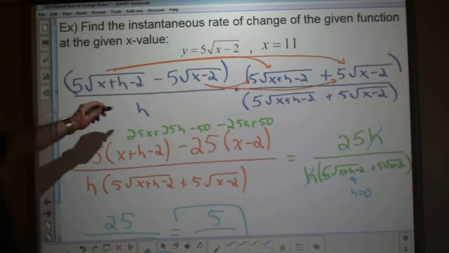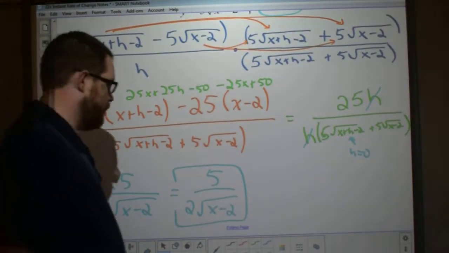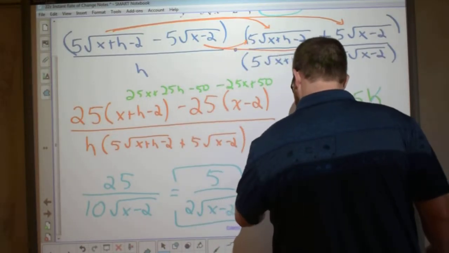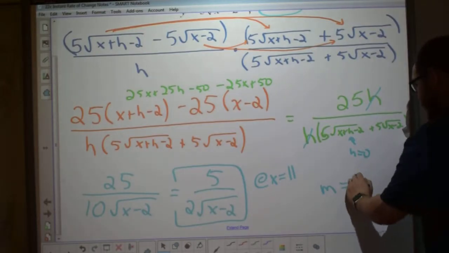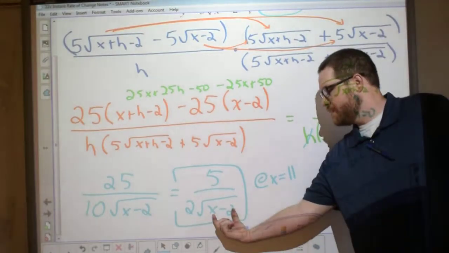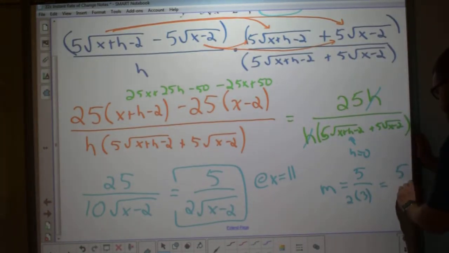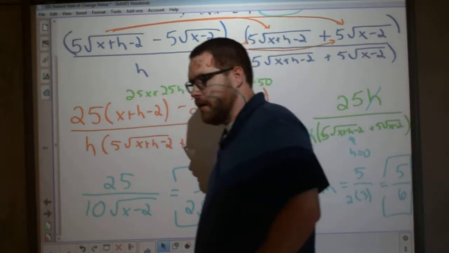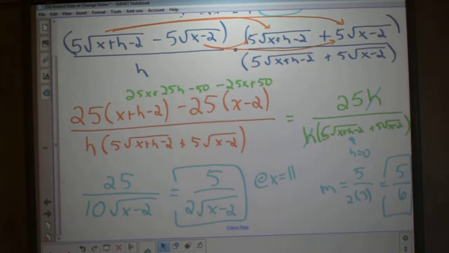I didn't want it everywhere, I wanted it at the point 11. So I'm going to plug in 11 for x. That will give me 5 on top over 2 times 11 minus 2 is 9, and the square root of 9 is 3, which will give me 5/6. So those are the 3 types of examples you're going to see. Polynomials, fractions, and then this is radicals, where we use the conjugate.